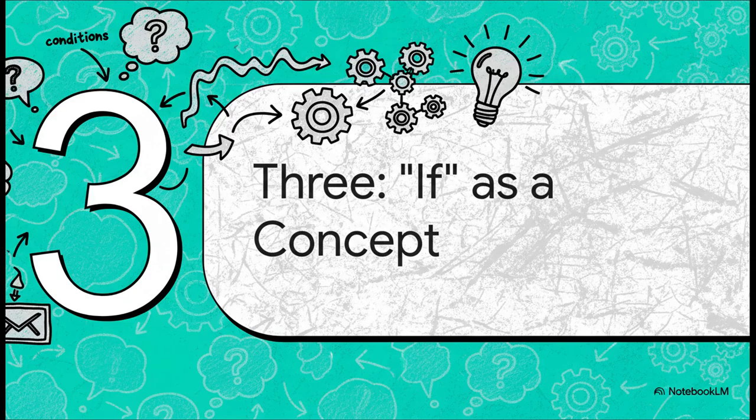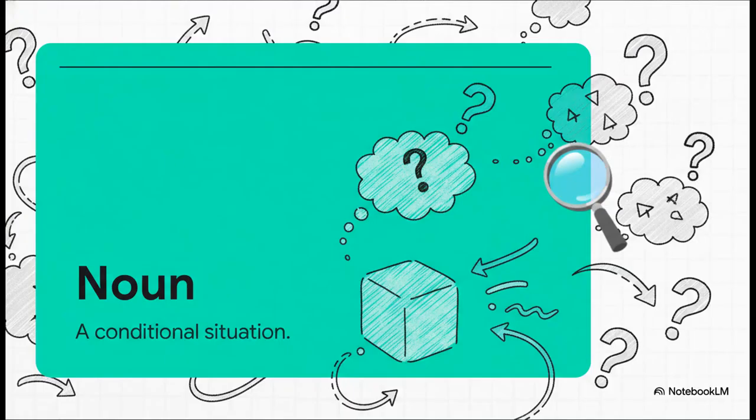But its final trick is the most surprising one of all. If can stop being a grammatical tool completely and become the idea itself. That's right. If can be a noun. It can literally transform from a word that introduces a possibility into a word that is the possibility. It becomes the name for an uncertainty, for a conditional situation.